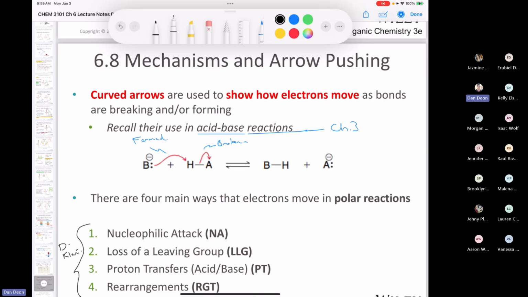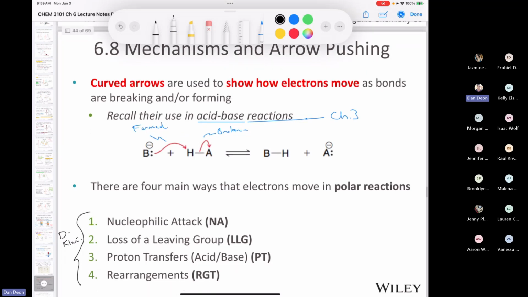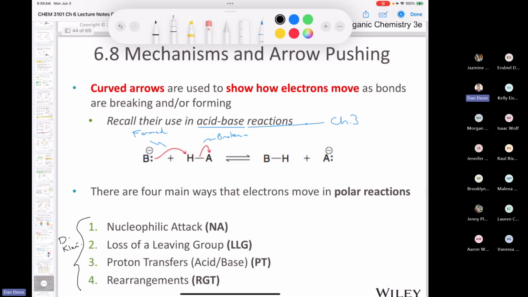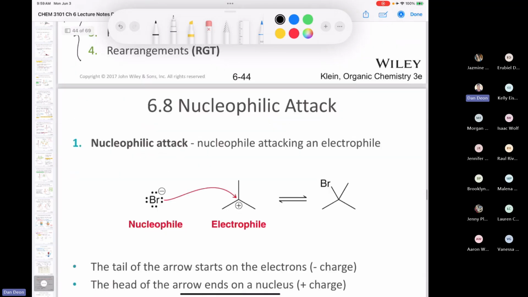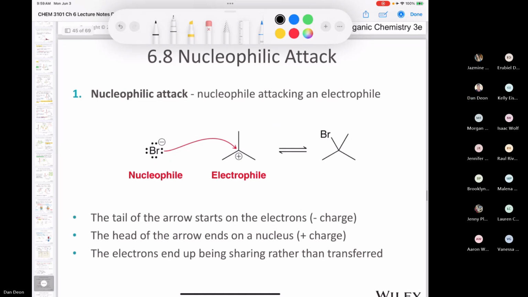When we say arrow pushing, it means the same thing as curved arrows or drawing a mechanism. It's just showing how the electrons move during a reaction, how the bonds are broken and how the bonds are formed. Let's start with the nucleophilic attack. We actually use the word attack. If you remember back in chapter 3, I would say the base attacks the proton on the acid, right? So this is vernacular that you might be used to a little bit.